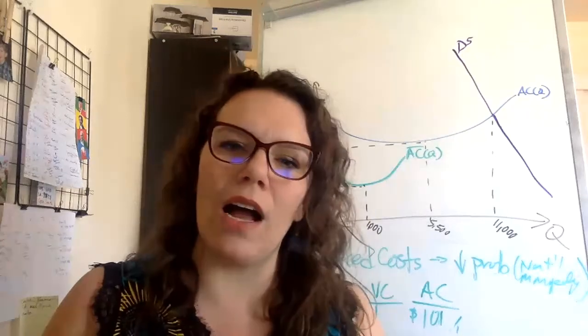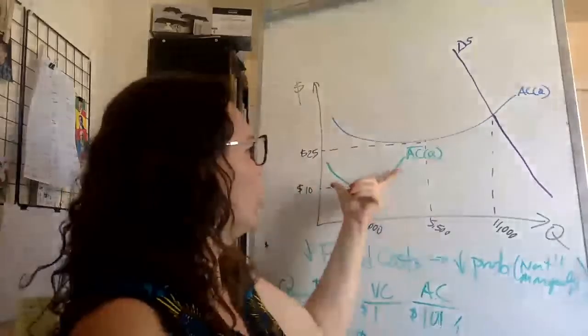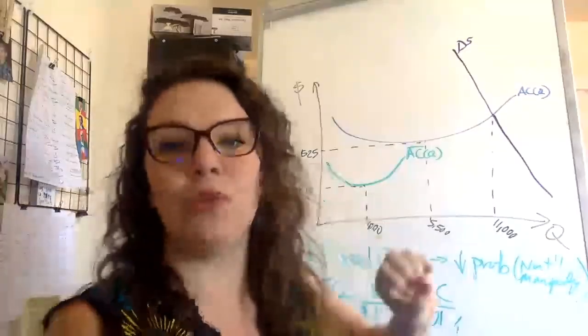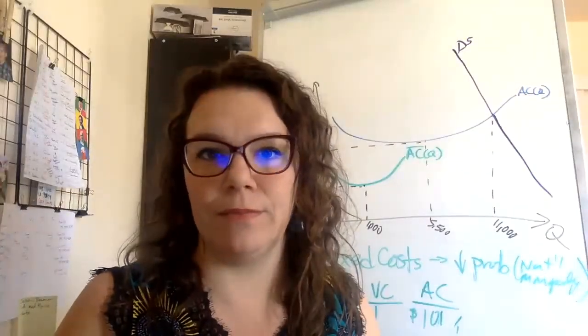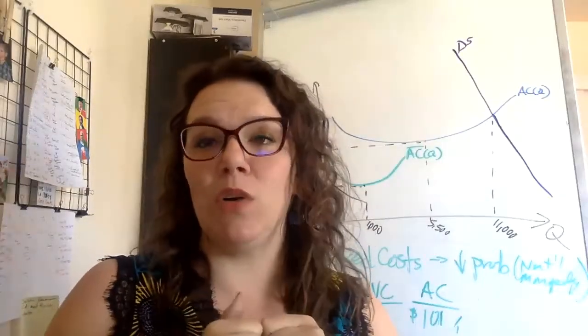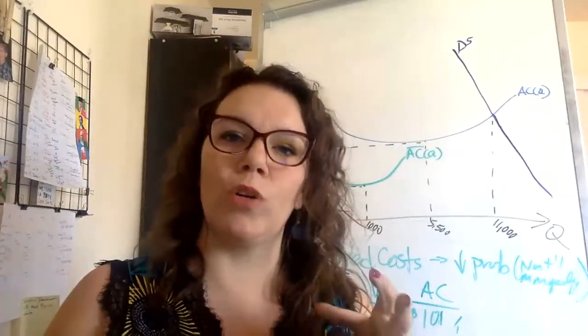So that's why an average cost curve shrinking because of lower fixed costs is going to decrease the likelihood of a natural monopoly. Hopefully that makes sense. Let me know if it doesn't. Let me know what questions you have. Hopefully this clears up what we're talking about.